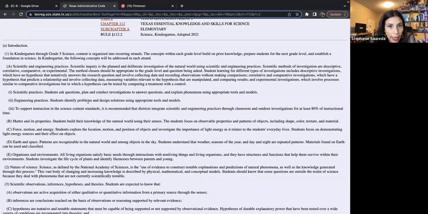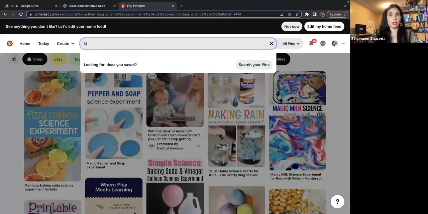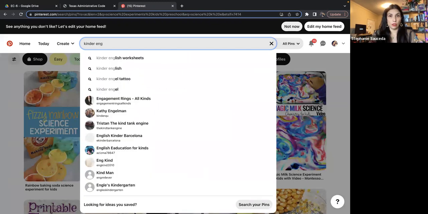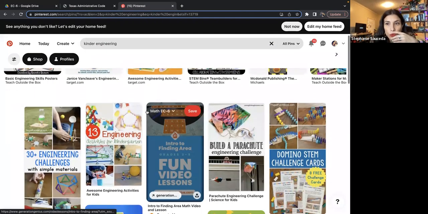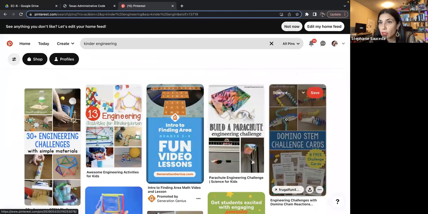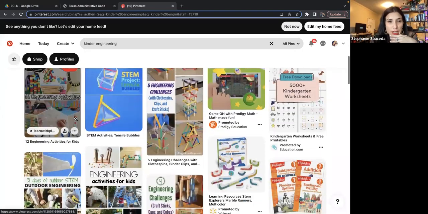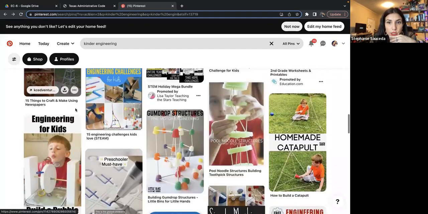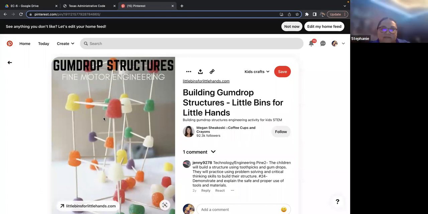So if we wanted to look at an engineering one, there's a really cool kinder engineering one that they use. Something as simple as this, even like making the dominoes where they get knocked down by the reaction there. But there's another one that was so cool. Gumdrops here, this engineering one, and how many they would need in order to make it.